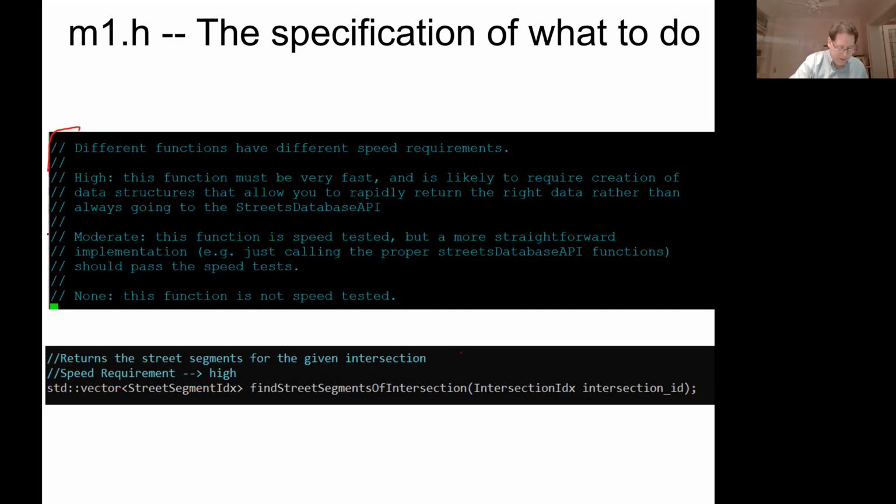In the header file, there's this big comment that says what these speed requirements are. High means you're probably going to have to create some data structures of your own that allow you to rapidly return the right data, instead of just making calls to the Streets database API. So it's probably going to involve doing something a little more clever. Moderate means we're going to speed test it, but we think you should be able to pass our speed test just by directly calling the Streets database API. You probably don't have to load up any data in advance. You're allowed to if you want, but you shouldn't have to. And none means there are some functions that we don't care about their speed, and we don't have any speed tests at all.